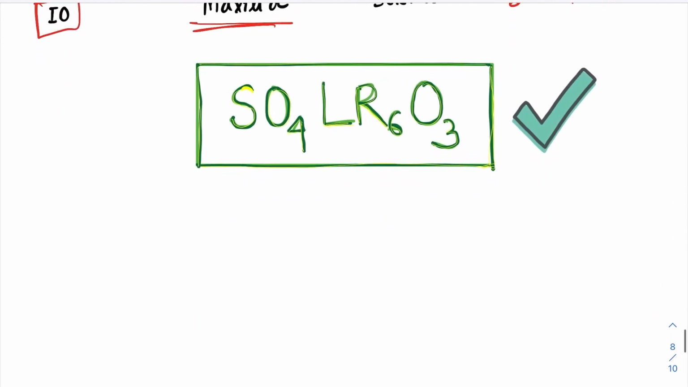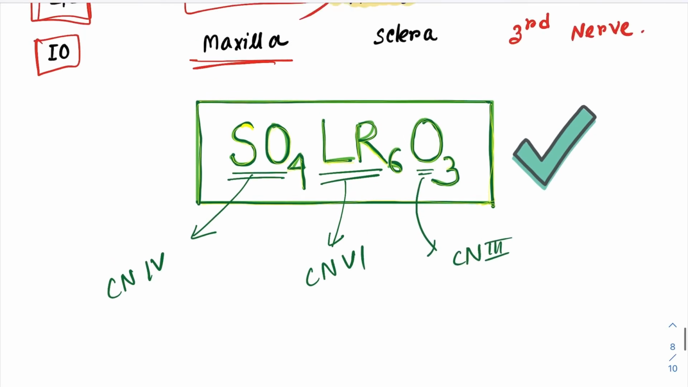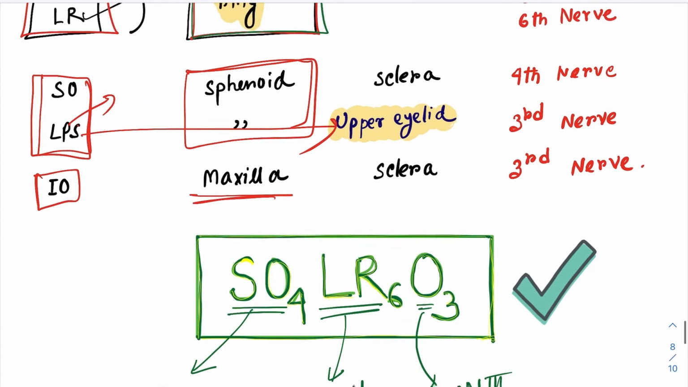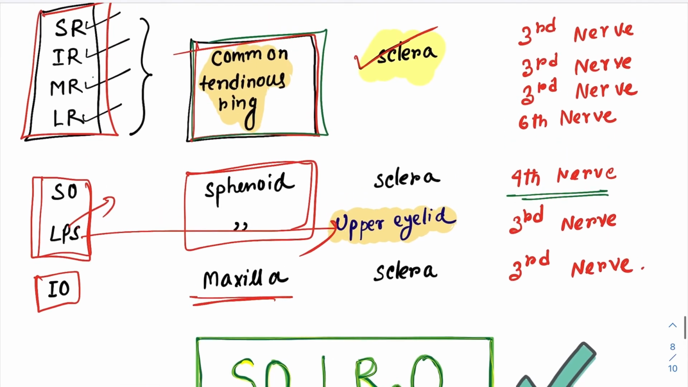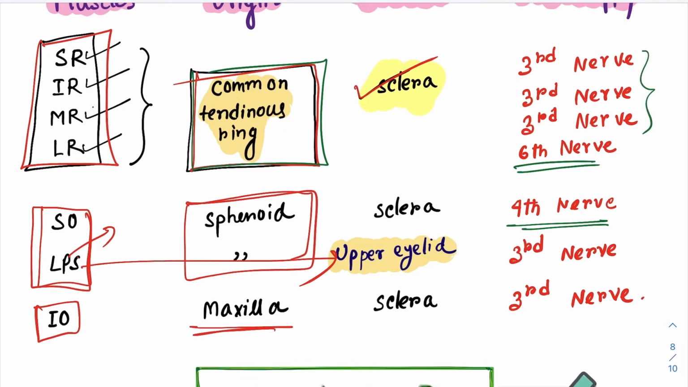So now the nerve supply. It is the mnemonic of the nerve supply: SO4 LR6 O3. That is, superior oblique is supplied by the 4th nerve, cranial nerve 4. Lateral rectus is supplied by cranial nerve 6, the abducent, and the other muscles by cranial nerve 3, the oculomotor nerve. So superior oblique is 4th nerve. Lateral rectus is 6th nerve, and all the others are 3rd nerve.